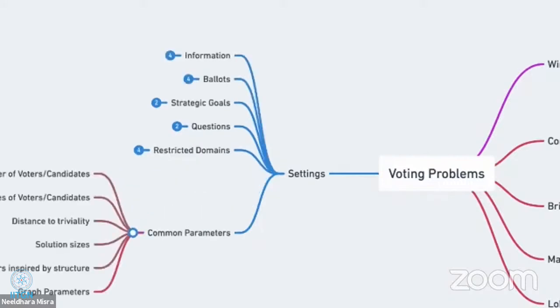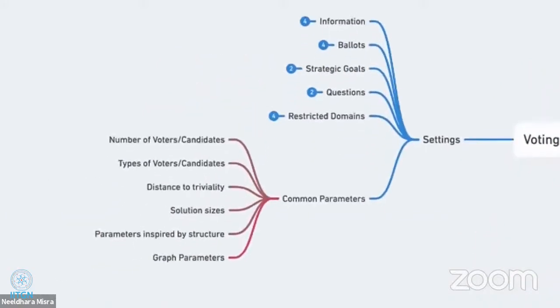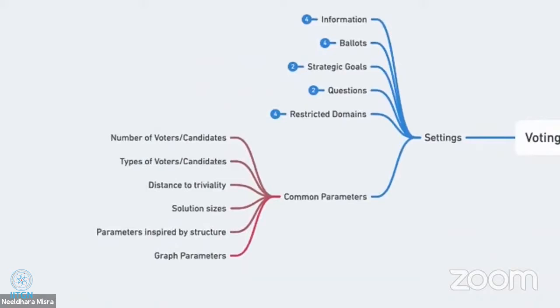In the context of parameterized explorations, here are some common parameters that are considered. Usually the natural ones are the number of voters or candidates, but sometimes you're also interested in the different types of voters or candidates.